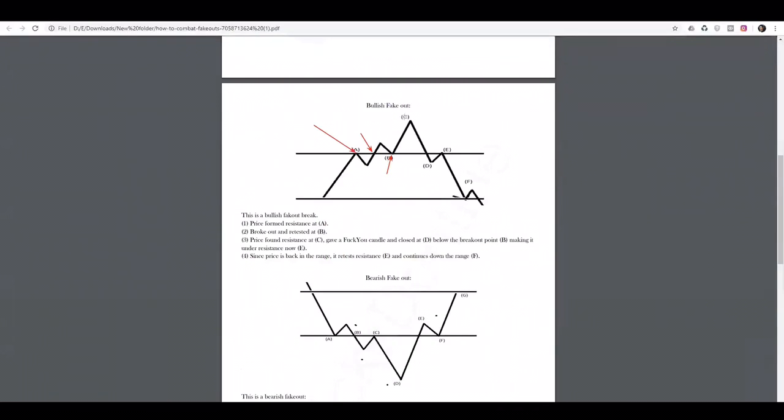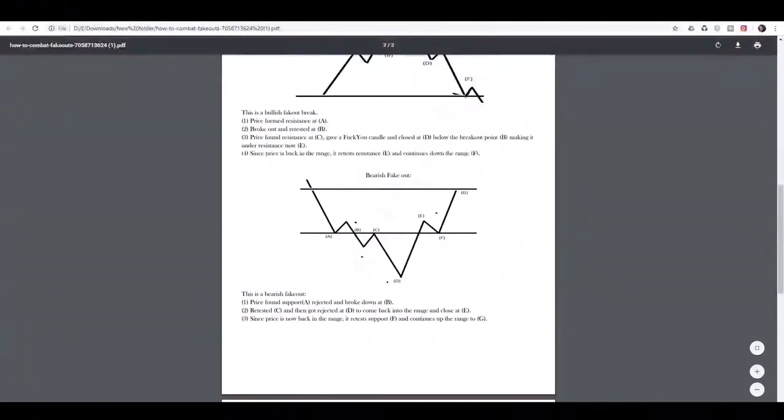Found resistance at A, at C, made a high, and then we had a big fuck you candle that closed back down at D, and then it retested the breakout point at E. The same resistance that was retested here and the same support that was retested here. And now there's a high chance the price will continue moving down and create a support at F, and if there's still momentum, it's going to continue moving down. The same thing goes for a bearish fake out.